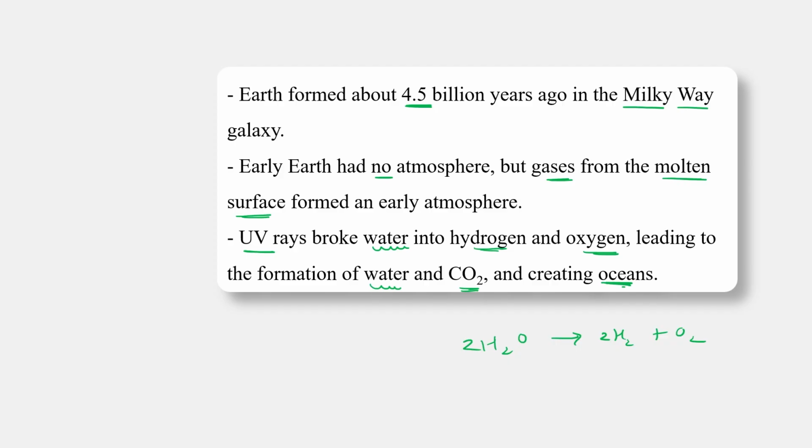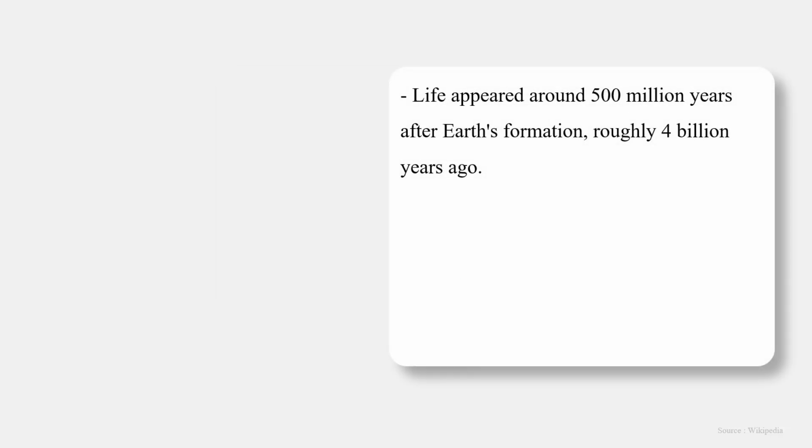Slowly, because of the UV radiation, these were mainly broken down into hydrogen and oxygen from water, leading to the formation of water, carbon dioxide and the ocean. Okay, so 4.5 billion years ago our earth was formed. But what about life? Life actually appeared around 500 million years after earth formation, which means roughly 4 billion years ago. So life was formed roughly around 4 billion years ago.